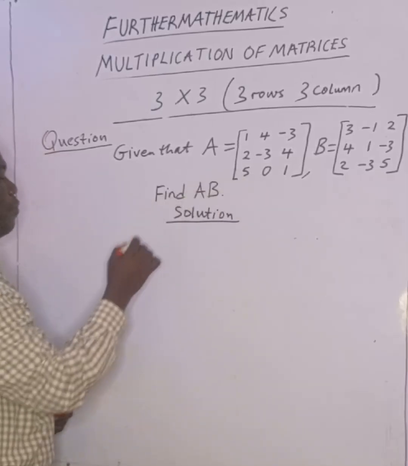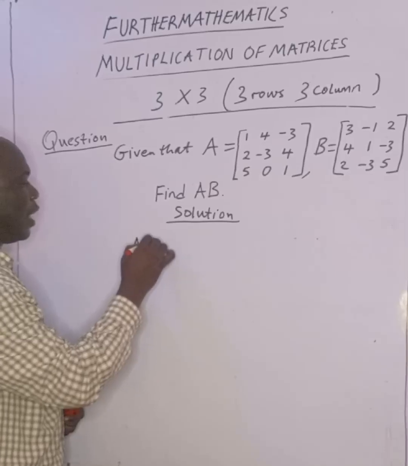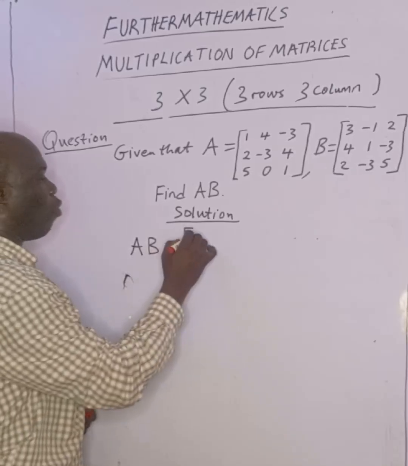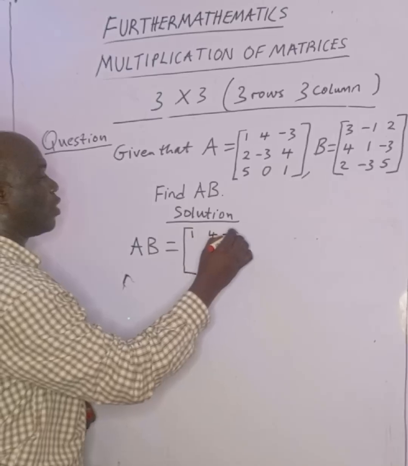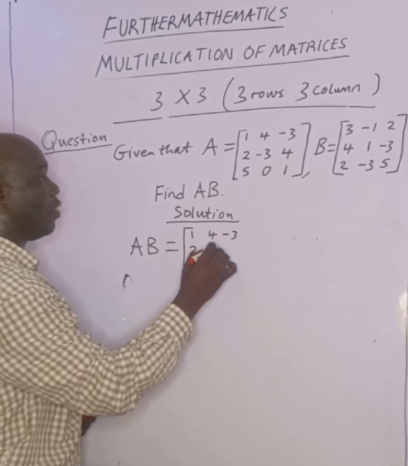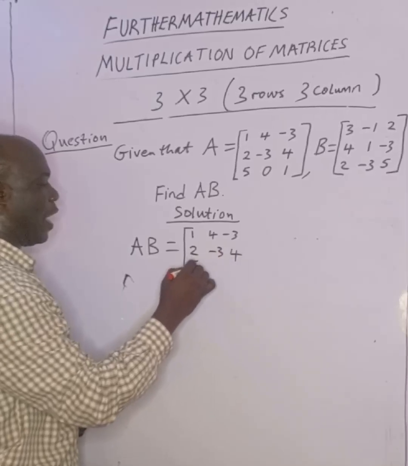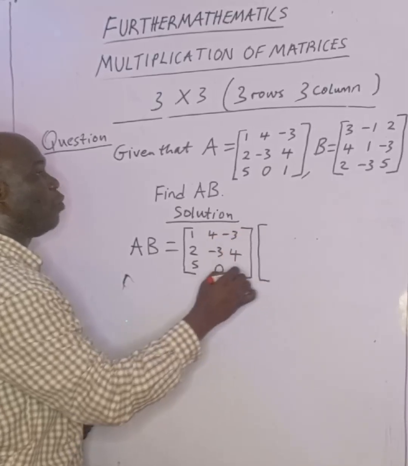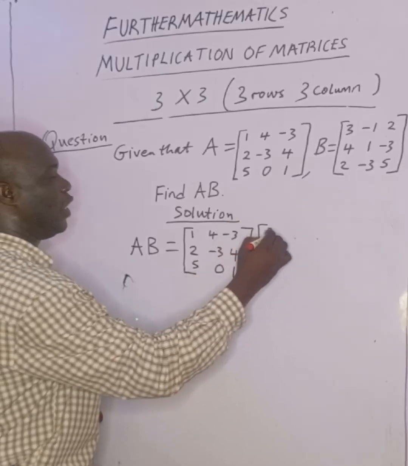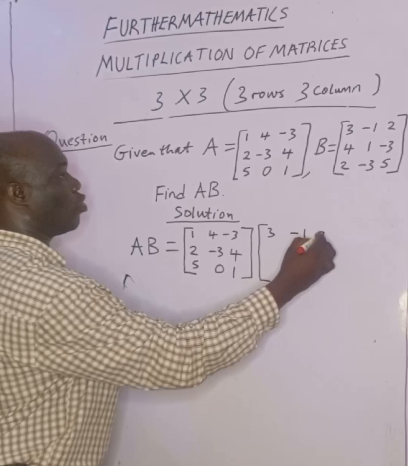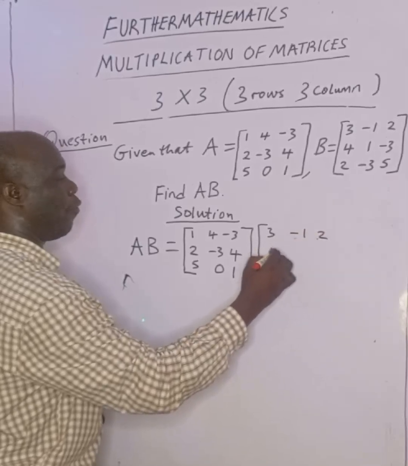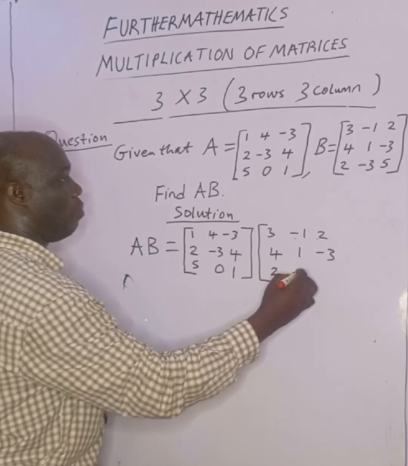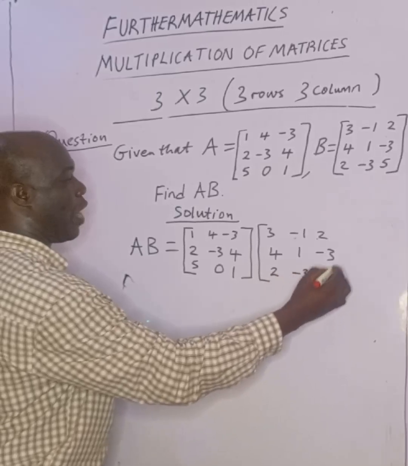You are asked to find AB. So this is your A, B now. Meaning that you have to write the matrices together. So you have 1, 4, minus 3, 2, minus 3, 4, 5, 0, 1. So that's that. So side by side with matrix B: 3, minus 1, 2; 4, 1, minus 3; 2, minus 3, and 5.